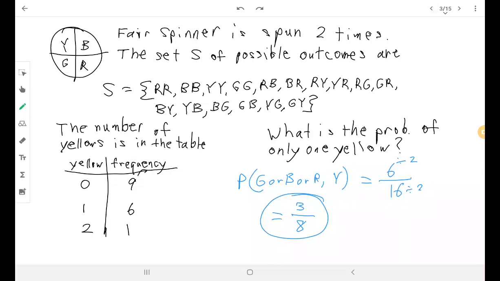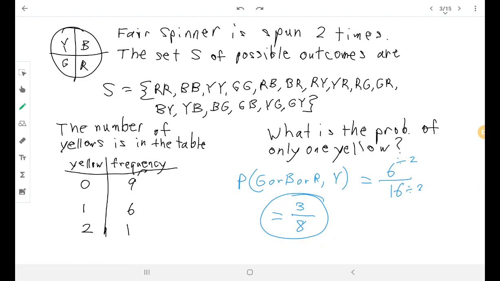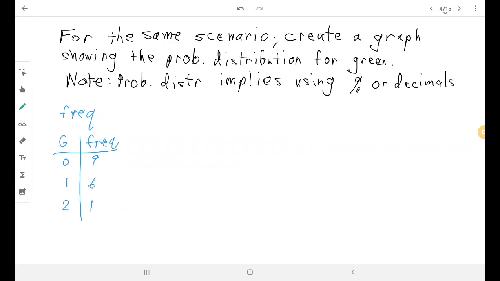And so we can go back here and we can count how many times we get 0 greens. There's 3, there's 4, there's 2 more, and the rest have green. And if you count, of course, as you might expect, you get 9. 2 and 3 is 5, plus 4 is 9. So you get 9 times that we get 0 greens. If you count the times we get exactly 1 green, you'll see we get 1, 2, 3, 4, 5, 6. Just like in the other one. And there's only 1 time that we get 2. However, this is not a probability distribution.